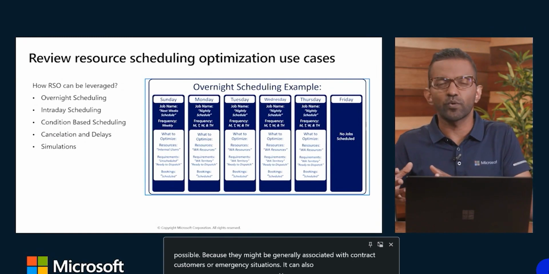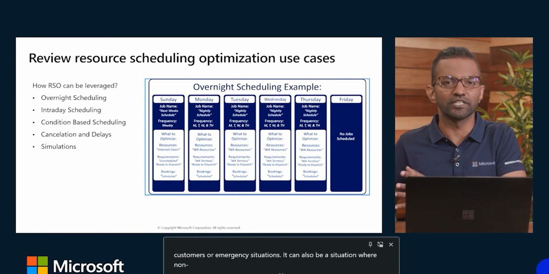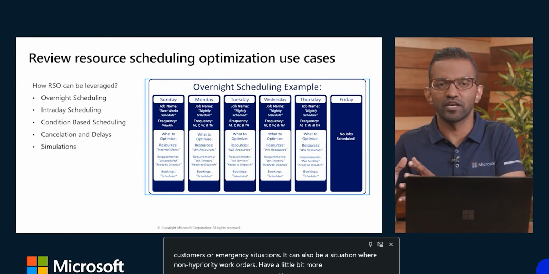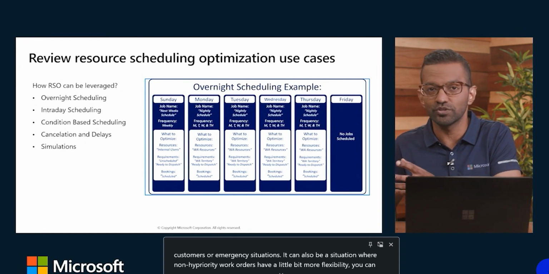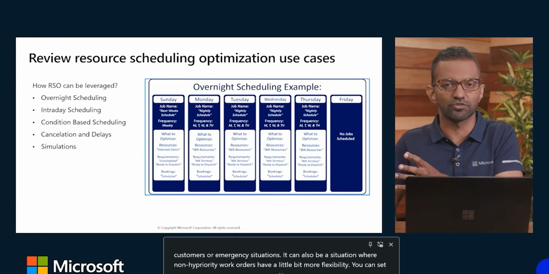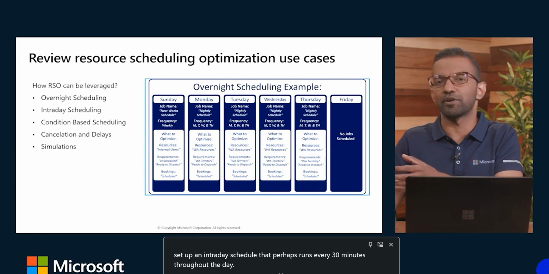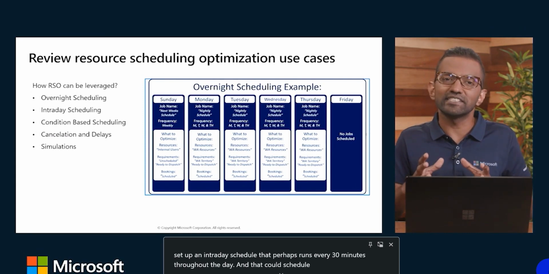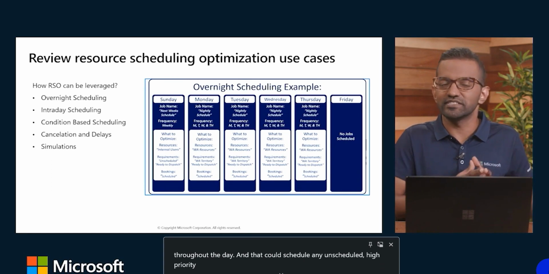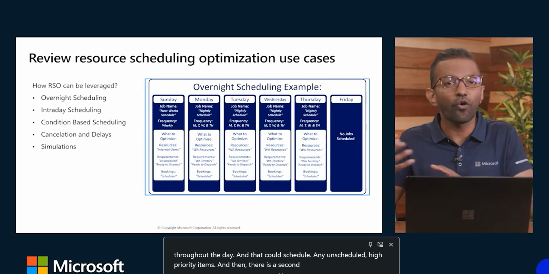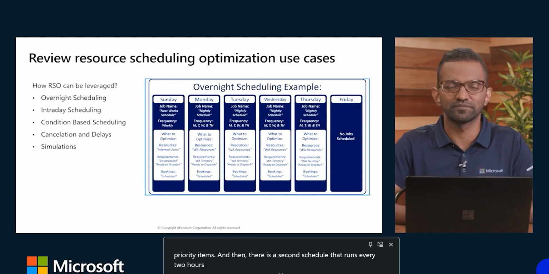It could also be a situation where non-high priority work orders have a little bit more flexibility. You can set up an intraday schedule that perhaps runs every 30 minutes throughout the day, and that could schedule any unscheduled high priority items. And then there is a second schedule that runs every 2 hours and schedules all new unscheduled items.